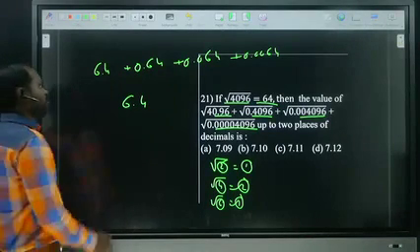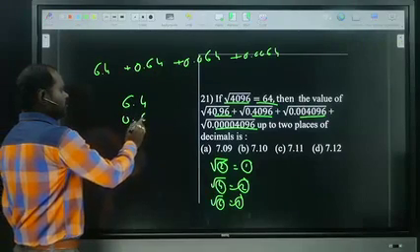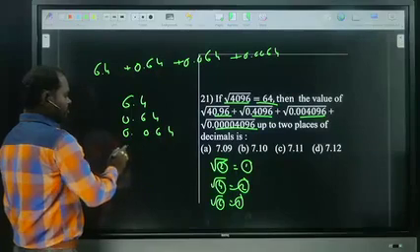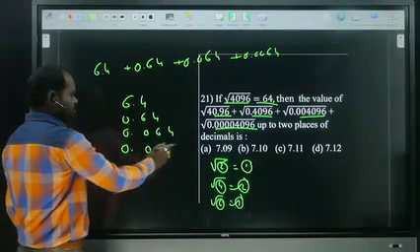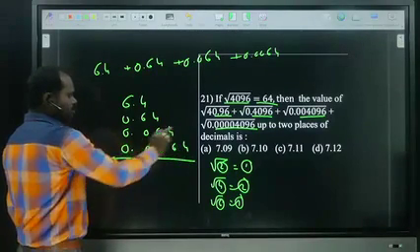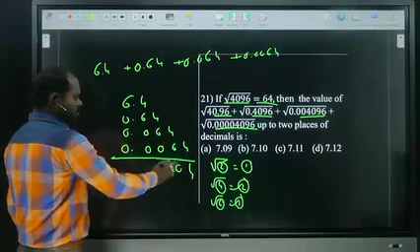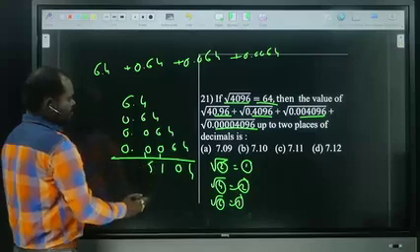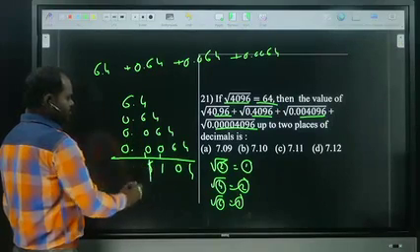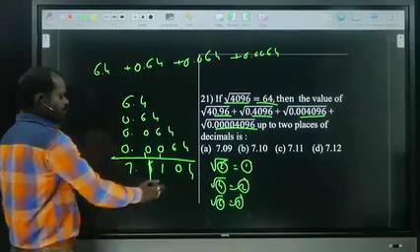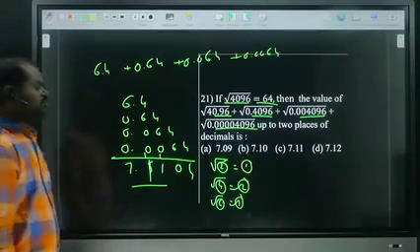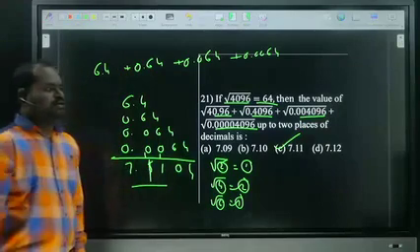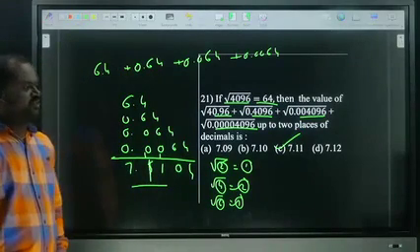6.4 is the first one, then 0.64, 0.064, 0.0064. Adding: 4, 10, 1 carry, 10, 11, 1 carry, 5, 10, 1 carry, 11, 1. The sum is 7.1104, which means option C. Option C is the correct answer.